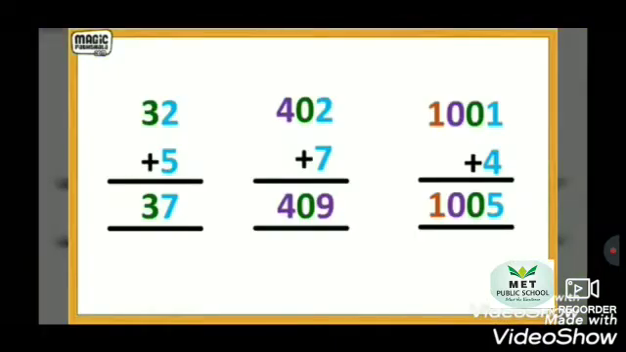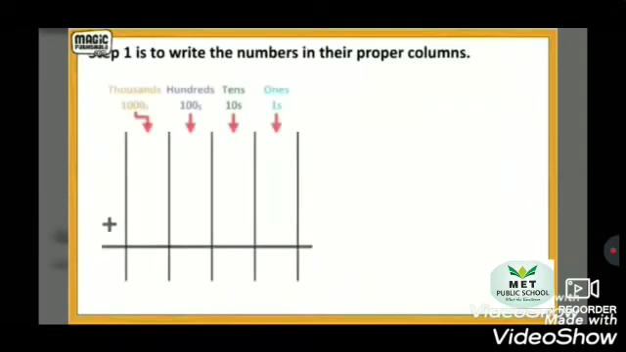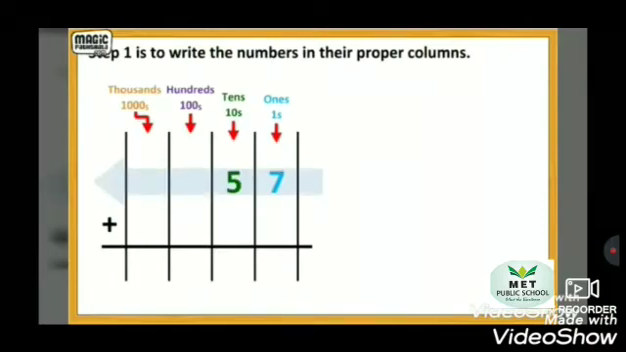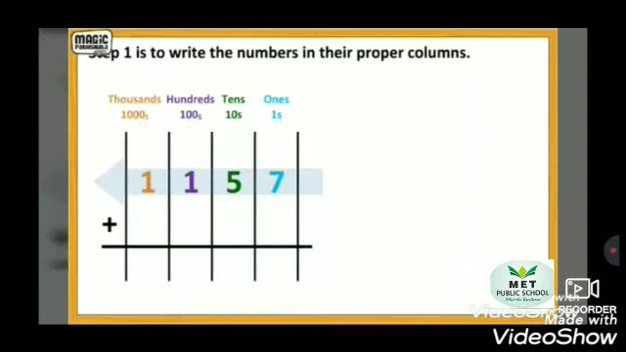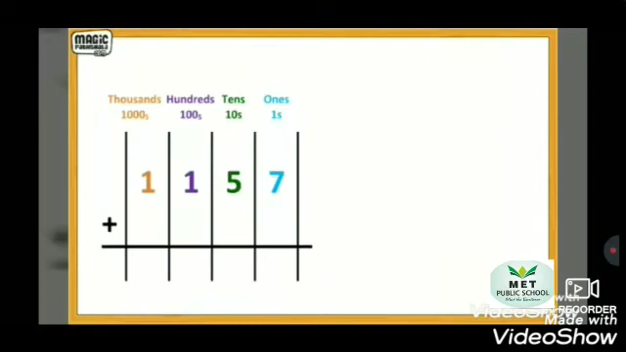Students, remember how you added 2-digit and 3-digit numbers. You have to follow the same steps to add 4-digit numbers too. Step 1 is to write the numbers in their proper columns. 1157 means 7 in the ones column, 5 in the tens column, 1 in the hundreds column, and 1 in the thousands column. Similarly, for 1238, remember the rule: you always start writing a number from the right in the place value chart.